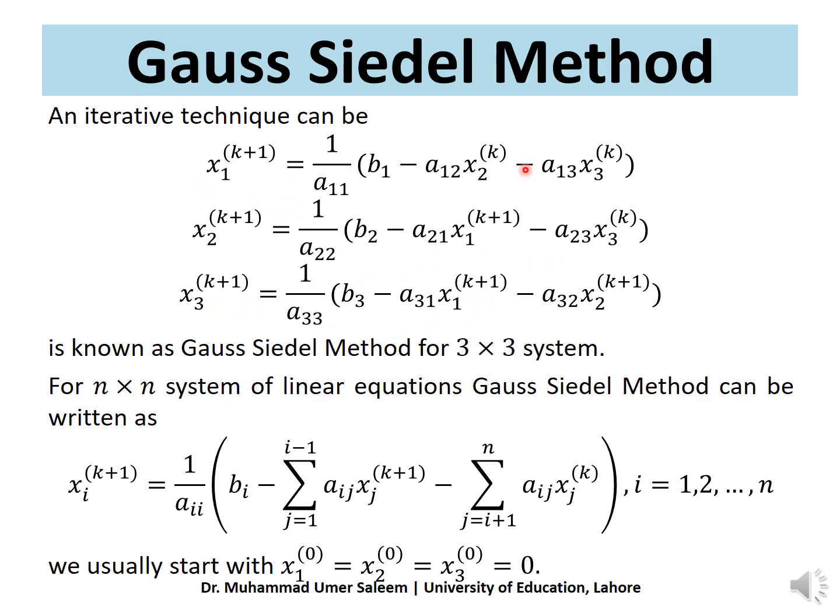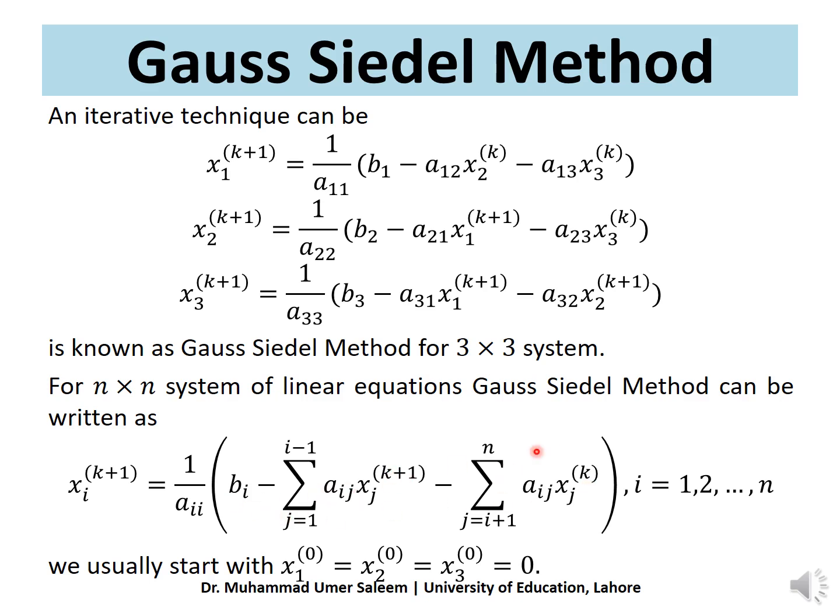Similarly, in the first equation, x1 is missing. So here the ith component will be missing. So the terms will be before i. So this will be the summation from j = 1 to i minus 1. Then i will be missing, and then the sum runs from i plus 1 to n. For the components in the first range, we'll be using the updated values, and for the second one, since we don't have updated values after i, we'll be using the previous iteration, or the previous guess.